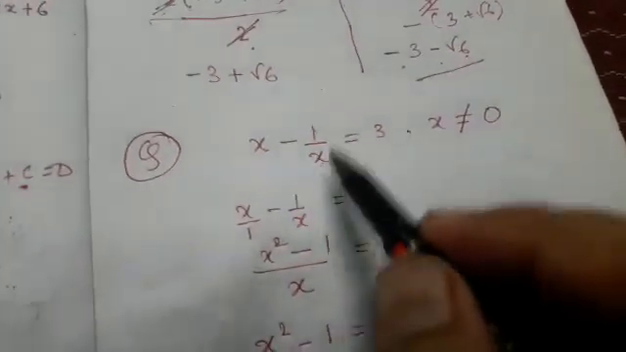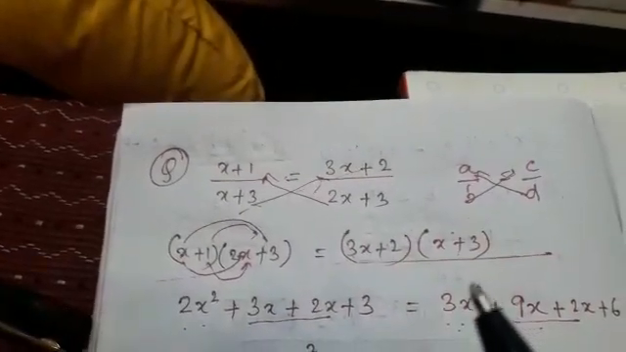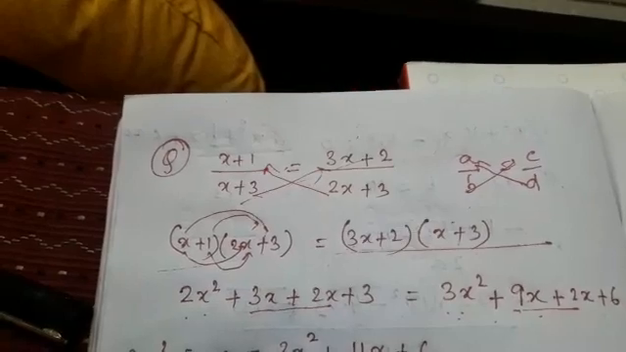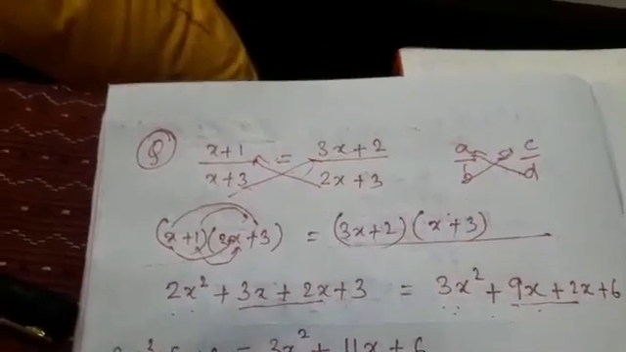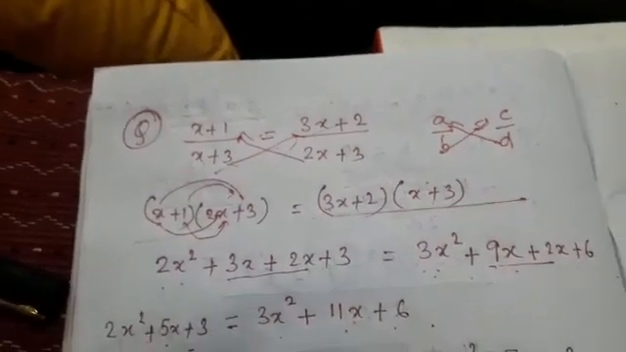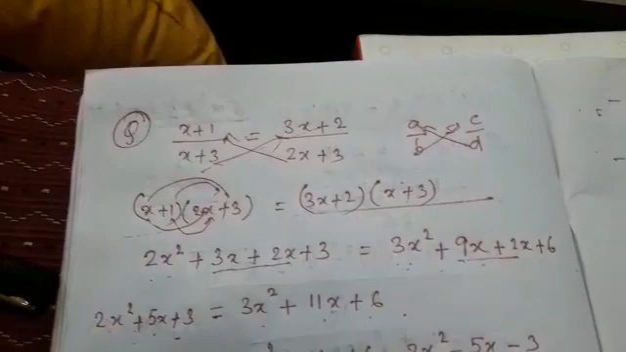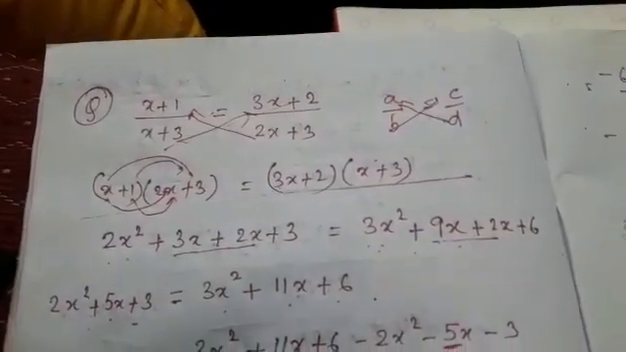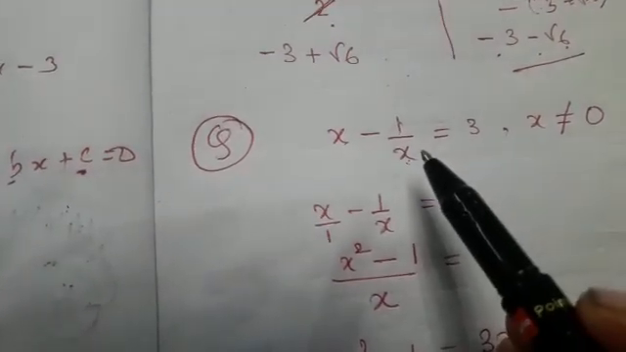So for this type of sums, now see, your target is cross multiplication. Then you open the brackets, and you frame the quadratic. And for this type of sum you always apply LCM, remember.